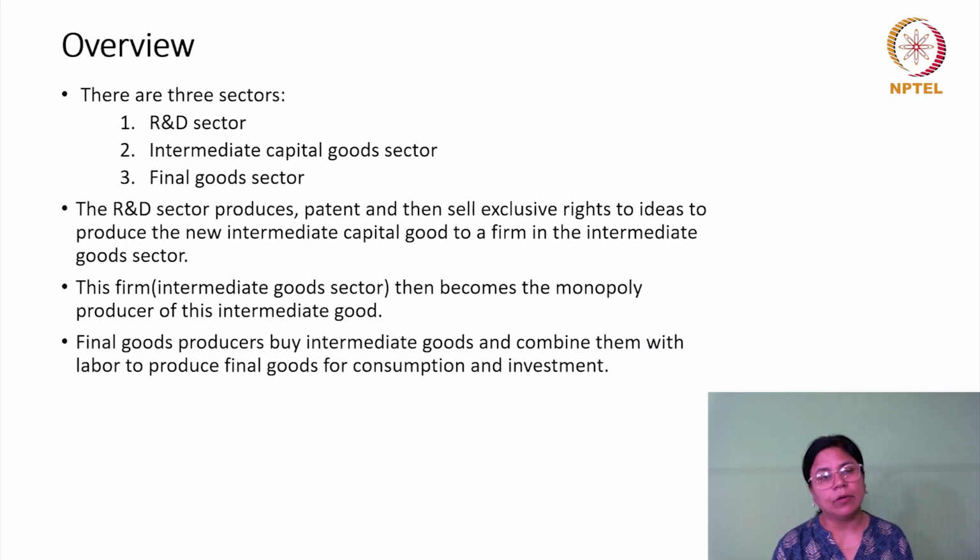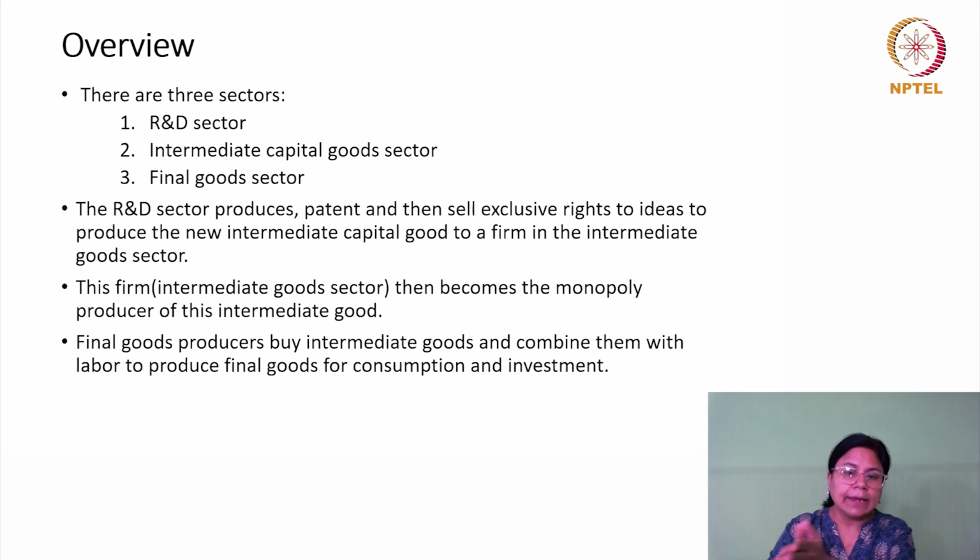The economics of Romer's model essentially talks about three sectors. One is the R&D sector, another is an intermediate capital goods sector, and then there is a final goods sector. The R&D sector produces ideas. It also takes patents over those ideas and gives exclusive rights to the ideas so that others can use them, maybe to produce the intermediate capital good.